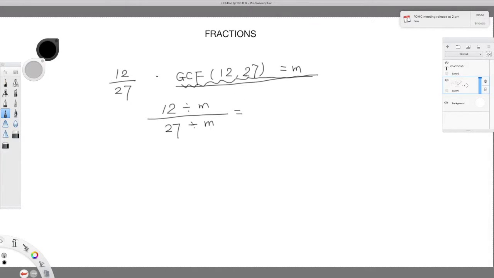And in this case, the GCF of 12 and 27 is 3. So 12 divided by 3 is 4, and 27 divided by 3 is 9. So this equals 4 over 9. And you see, by the definition of the greatest common factor, the 4 and 9 cannot have any other factors than 1 anymore, right? All the factors are captured in this greatest common factor, which in this case is 3.